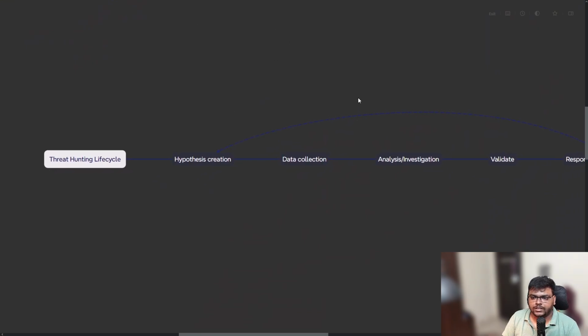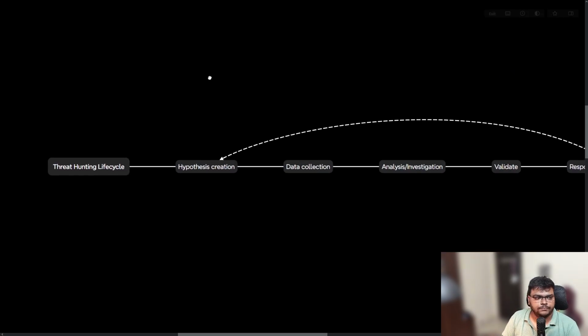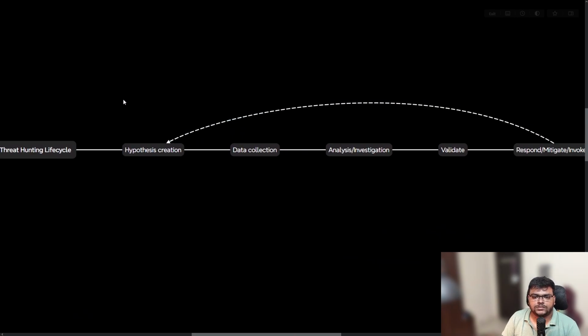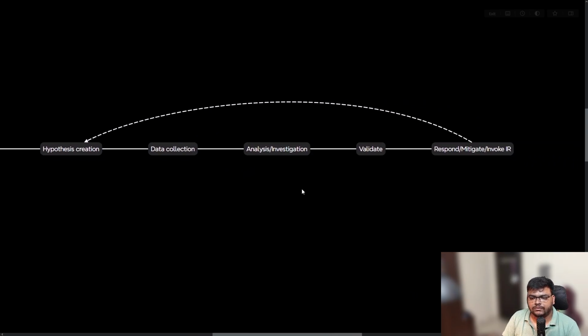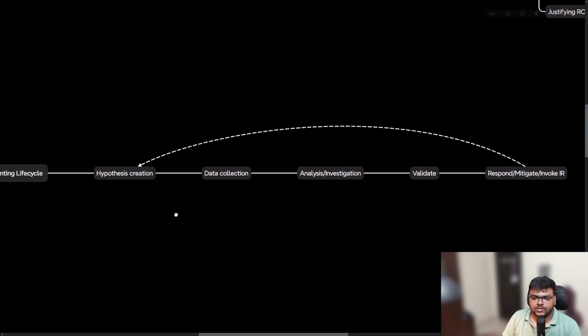You can look it up on the internet as well. The life cycle is pretty simple. Let me change the view so that it's visible. So the life cycle starts with you creating a hypothesis, and then you move into a phase where you are collecting data related to that hypothesis. Then you move into the analysis or investigation phase. Then you validate your outcome, and then you move into an IR phase if this led to a successful detection, and then you move back into the hypothesis phase. So this is the entire life cycle.